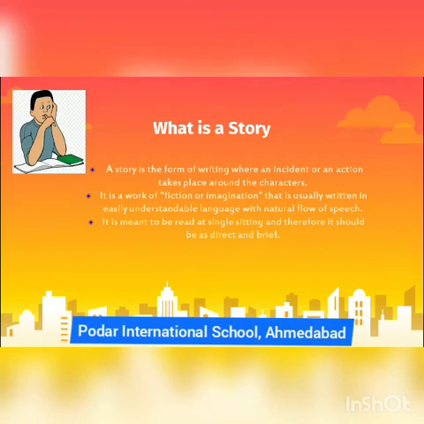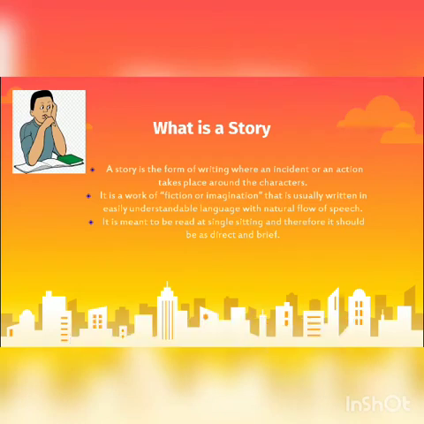What is a story? A story is the form of writing where an incident or an action takes place around the characters. It is a work of fiction or imagination which is usually written in easily understandable language with a natural flow of speech. It is meant to be read at a single sitting and therefore it should be direct and brief.